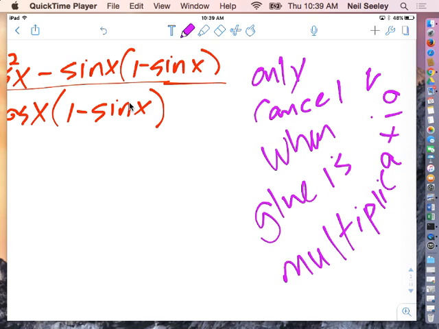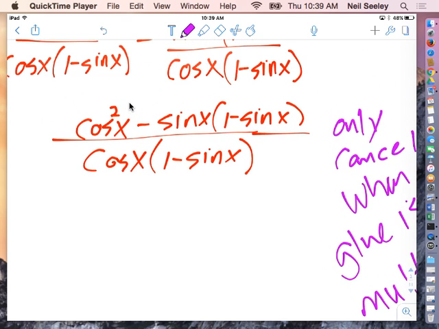Ran out of room. What does that mean? I'll show you. You can't cancel, but it means right now, do you see that cosine squared of x that I just tried to cancel? No. Because on top it's not held to the rest of the numerator by multiplication. It's held to the rest of the numerator by addition. And that means no canceling allowed.